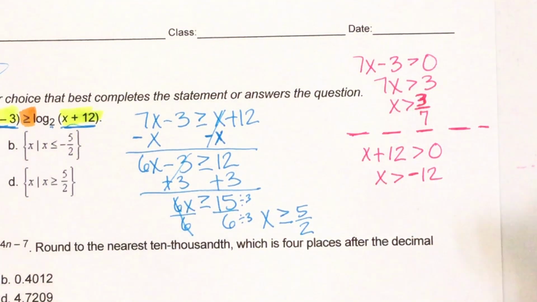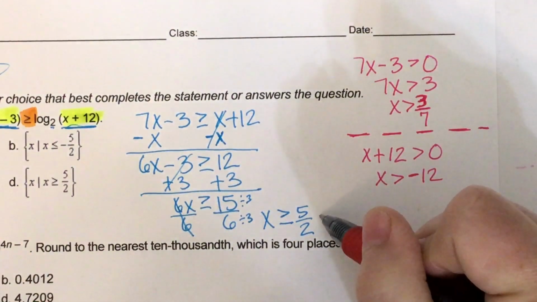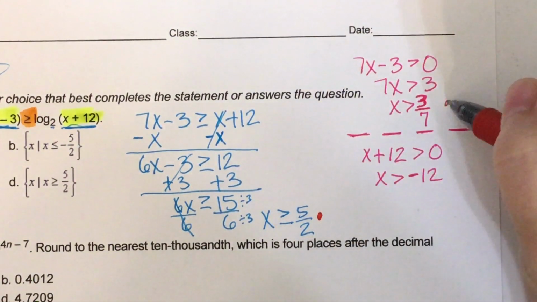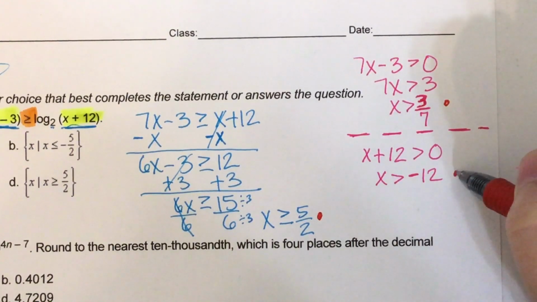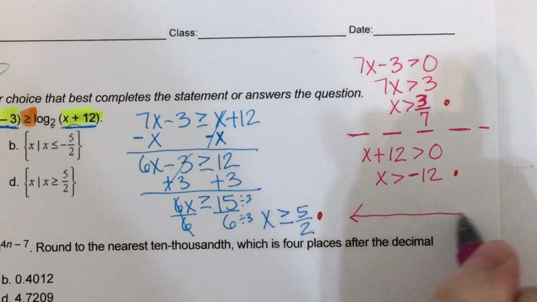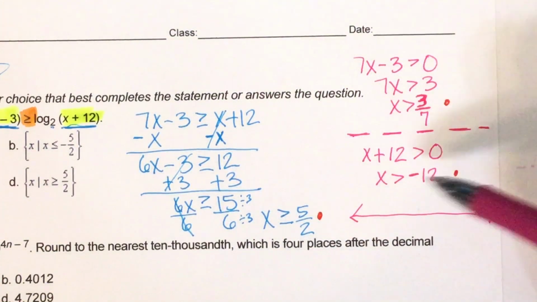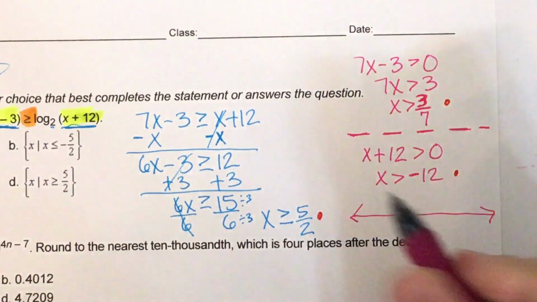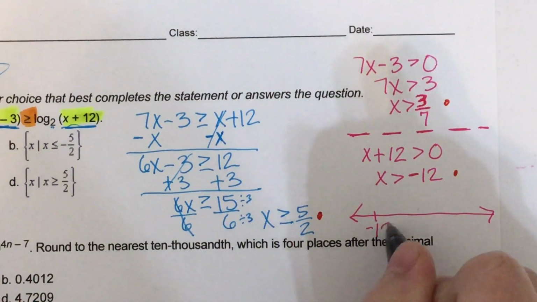Okay, so now I need a graph. So I'm looking at all my answers I just got. A 5 halves, a 3/7, and a negative 12. And I need to put the smallest number on the number line first. So the smallest of these numbers, of course, is negative 12 because a negative is smaller than positive numbers.